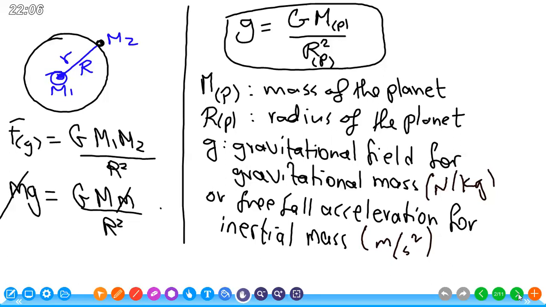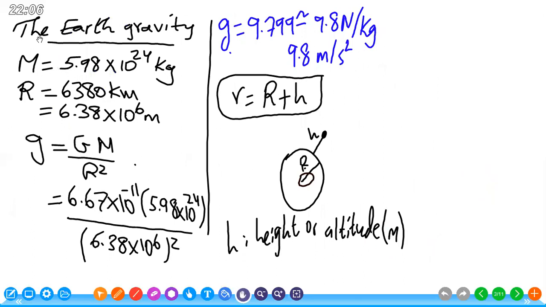Let's do it for the Earth. The Earth gravity, so the mass of the Earth is about 5.98 times 10 to the 24 kilogram. Its radius is 6,380 kilometer, which is 6.38 times 10 to the 6 meter. So let's do it. g is equal to capital G times the mass of the planet over the radius of the Earth squared. So if I do this, I will get 9.799, so approximately 9.8 that we know. So it is 9.8, you can say Newton per kilogram, and also you can say 9.8 meter per second square.